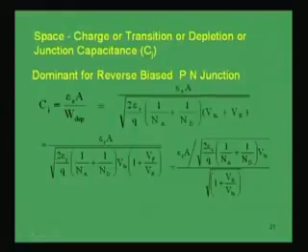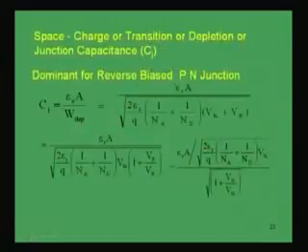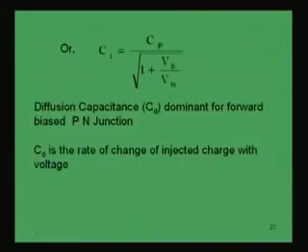And now, in the numerator, if we consider this whole term, I can replace it by Cj0, which means the capacitance when applied potential is 0, open circuit. So, the whole term Cj will be Cj0 divided by root over 1 plus Vr by Vbi. This expression is found after simplification and replacing the numerator part by Cj0. So, we get a junction capacitance given by this.